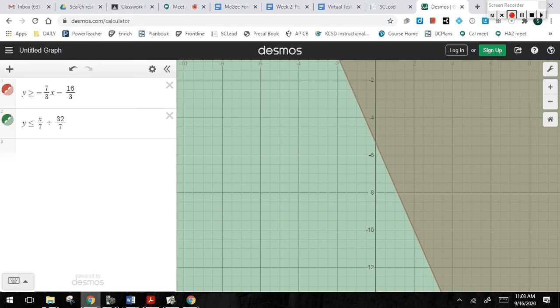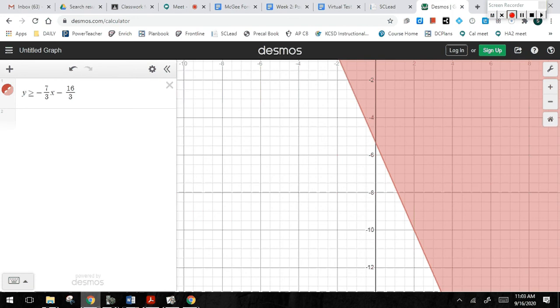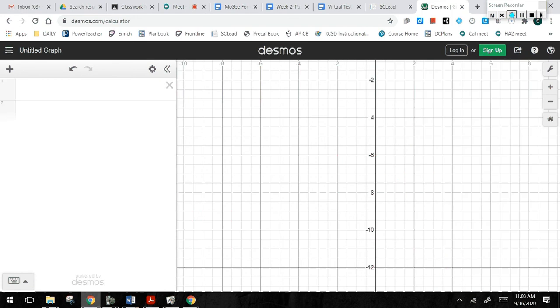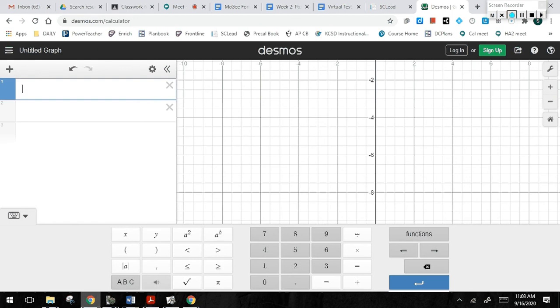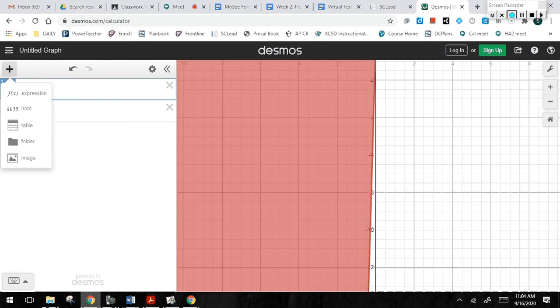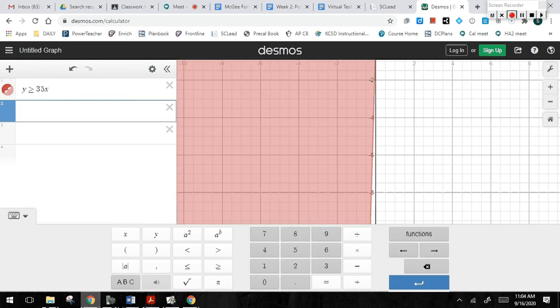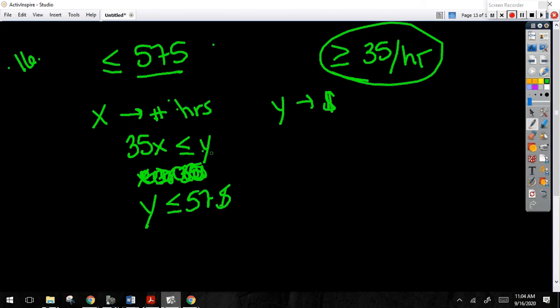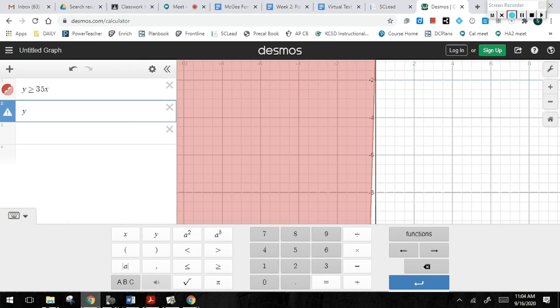So I need to be in this first quadrant, right? Because it doesn't make sense to have a negative number of hours or a negative amount. So really, anything in this first quadrant, why can't I zoom in? In here would work. So let's see, that's a half. Where does it get to be a whole? I didn't mean to do that, I meant to do that.